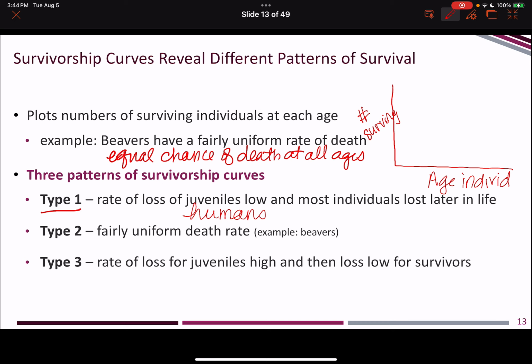This is where the loss of younger organisms is really high. So we see this in organisms that tend to produce a whole bunch of offspring with kind of the air quotes hope that at least a few of them survive. But then once they make it past that juvenile stage, there's a pretty good chance they're going to live to be old and happy.